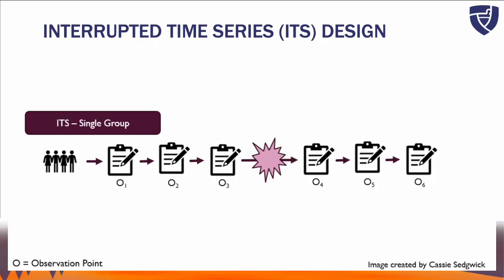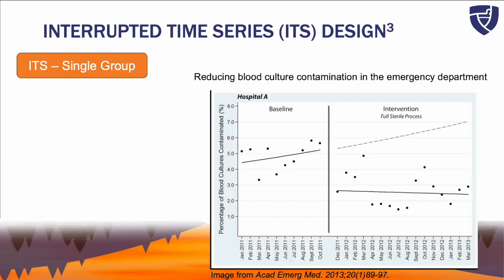Here's an example of what a single group interrupted time series might look like, where there are 3 measures of the outcome before and 3 after the intervention. And here's an example of what the data might look like from a single group interrupted time series. So this is from a facility that was assessing the percentage of blood culture contamination before and after a full sterile process was implemented in the emergency department. As you can see, there are multiple data points before and after, which allows for a trend to be established.